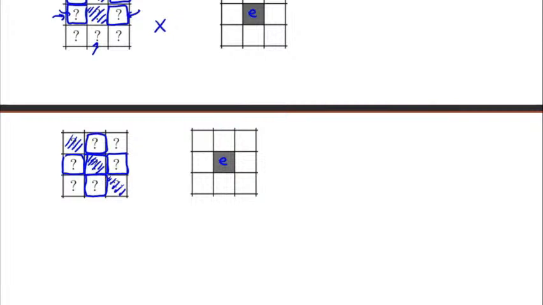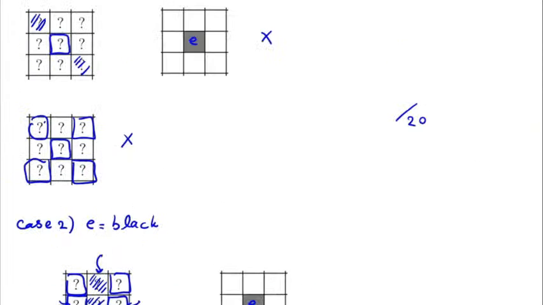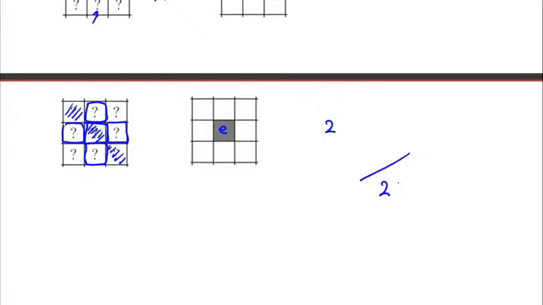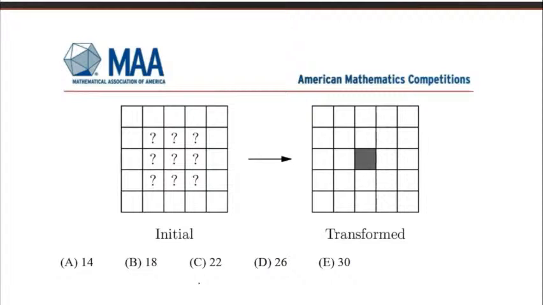So we have this case or this case. So we have two cases here. We've calculated 20 from the previous case and 2 from this case. It will be 22. So the answer is C, problem number 19.